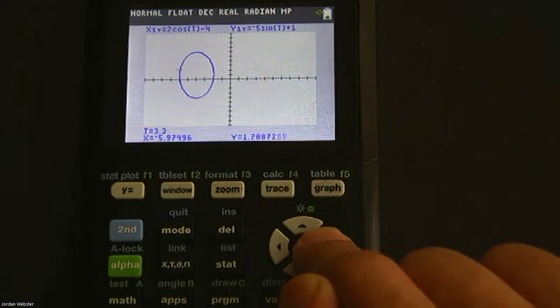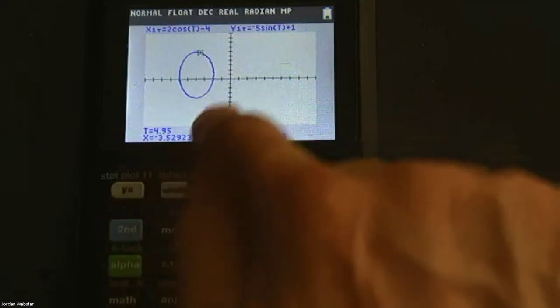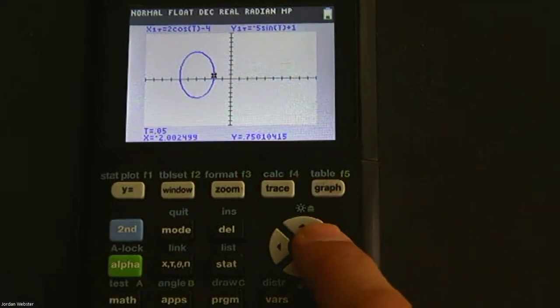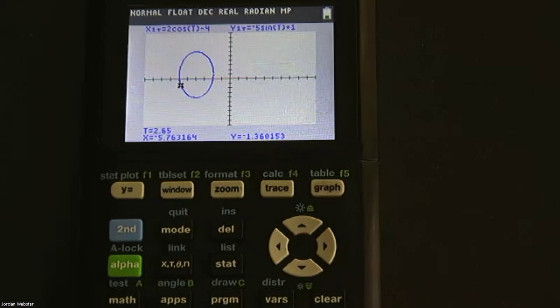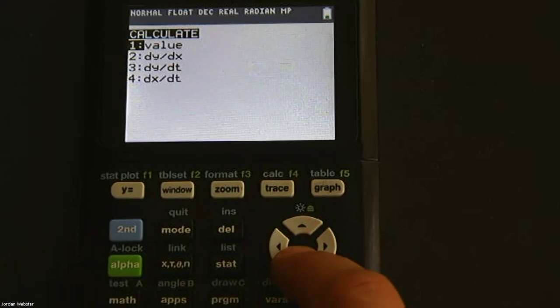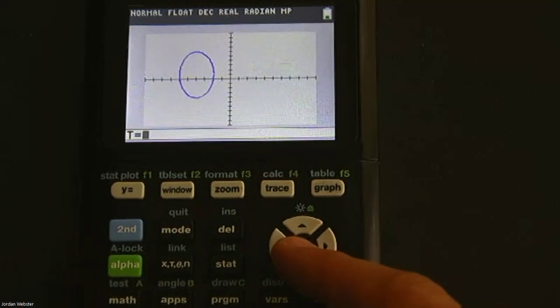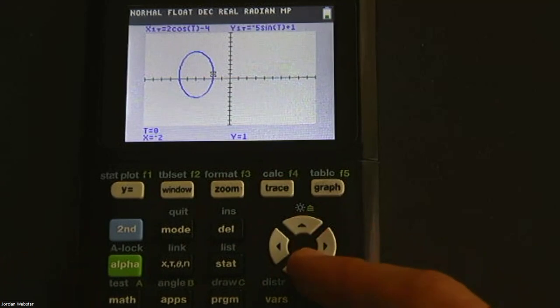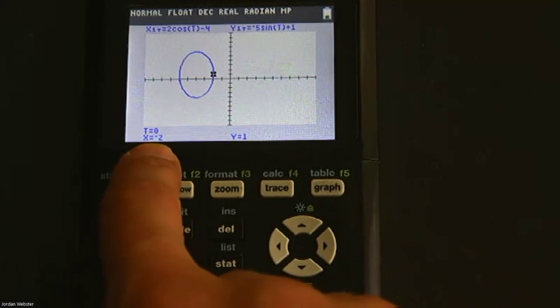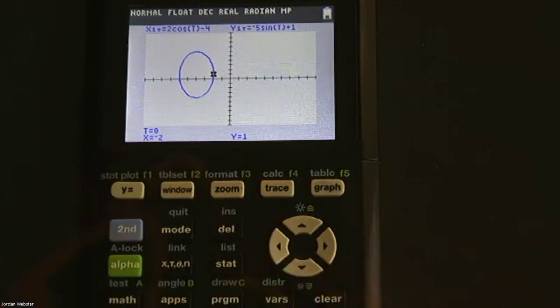So notice in this case, the orientation is that the point is moving in a clockwise direction. If you start at 0, that point is moving in a clockwise direction. There's other stuff you can do as well. You can calculate a value. That's basically what happens with the trace. Notice that anytime you input a t value, you get the corresponding xy coordinate there.